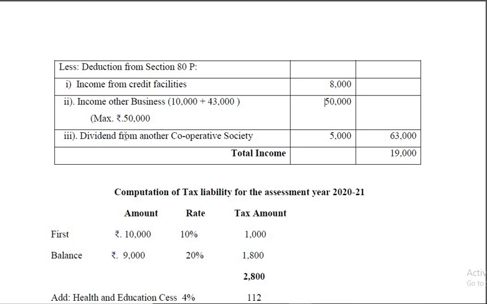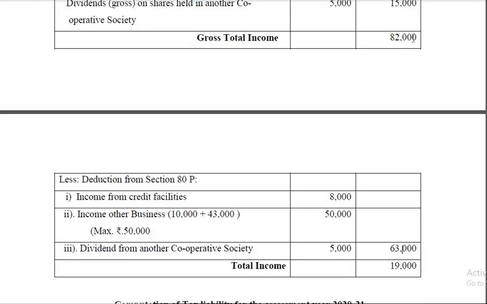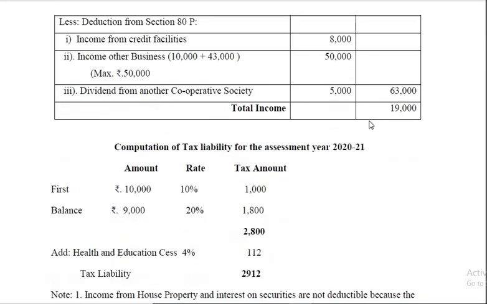Then dividend from another cooperative society, that's also deductible. Therefore that also comes under 80P, and therefore that is 5,000. So total deductions are 63,000 from gross total income of 82,000. So next, taxable income or total income after deducting deduction under section 80P from gross total income is 19,000. So that is the total income, or we also call that taxable income.